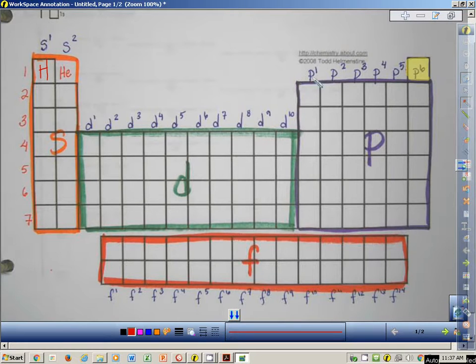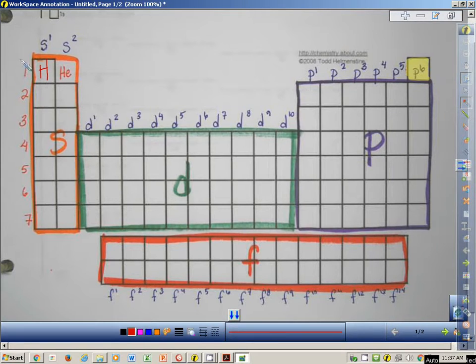Okay, I did the same thing with the P's. I just labeled them. If these all represent P's, the first one's P1, second one's P2, and so on and so forth. I did the same thing with the D's. You have D1 through D10. And for the F's, you have F1 through F14. So all of this is okay. I mean, how do I do this?